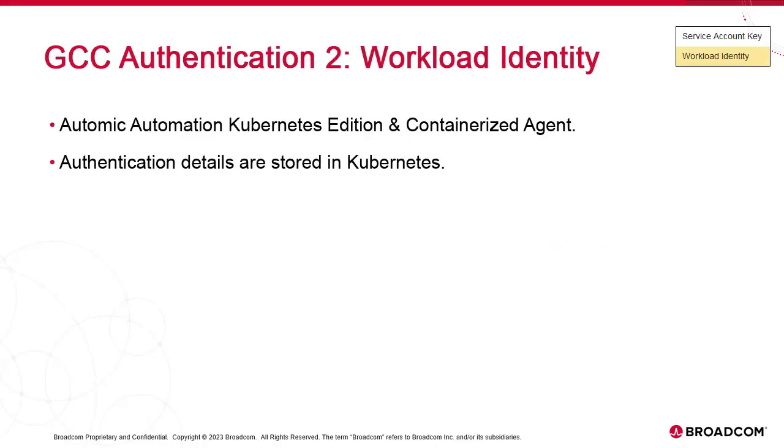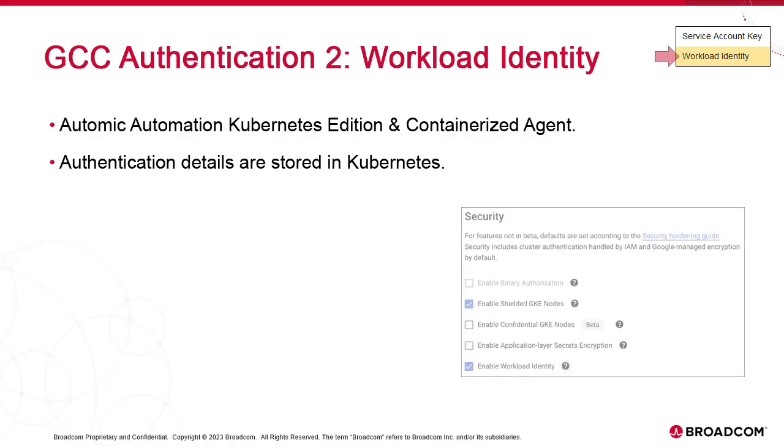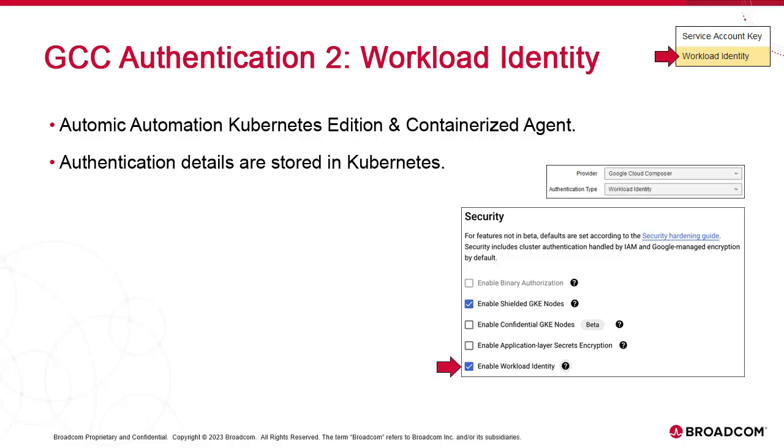For GCC, we have 2 methods. The first is the Google Service Account Key, which we've already covered. The second is workload identity. This assumes that your automation engine is Kubernetes Edition, or AAKE, and the GCC integration agent is running in Google Kubernetes Engine. The entire authentication mechanism is set up in K8s, resource, secret, and so forth, and then administrators simply enable workload identity in GCP.